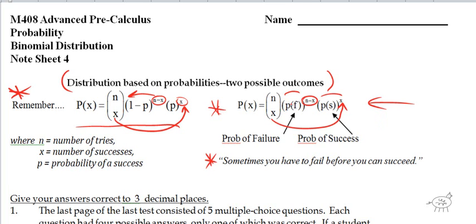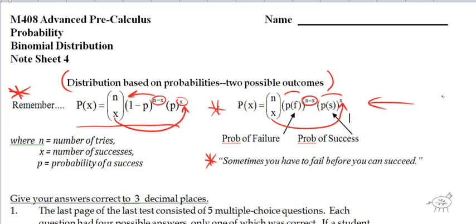Another thing I want to mention is that success doesn't always mean a positive thing. If I asked, what's the probability that we're going to have a huge tornado, that's actually a success, even though it sounds negative. It's whatever I'm asking for, that's your success. It's pretty important you understand that.